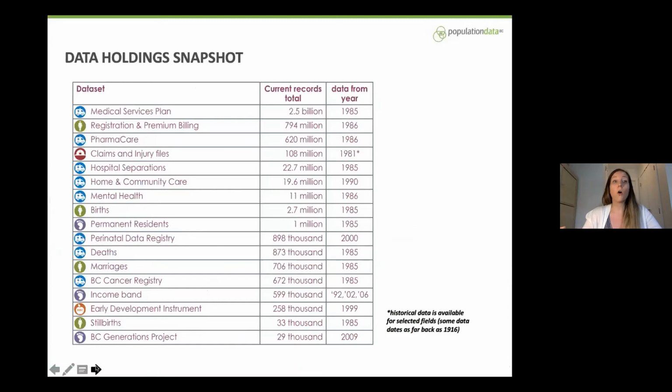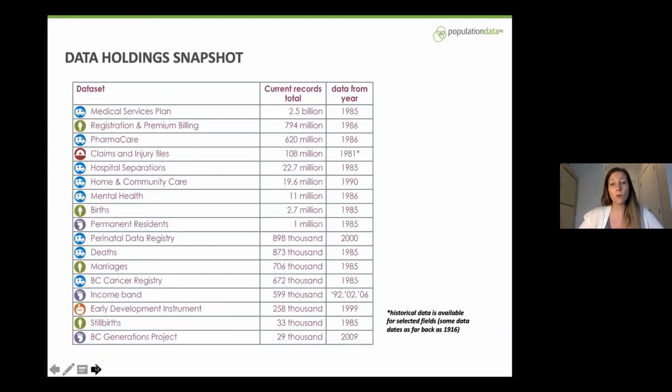So this is just a snapshot of the data holdings that we do have at PopData. You'll see that a lot of them go back to the mid 1980s, 1990s. We have some that are closer to now. For example, the BC Generations Project just started in 2009, so we only have data from then. And for example, COVID-19 data, we only have data back from 2020. So depending on when the data set started, that's when we'll have data. And then data is always getting added to all of these data holdings.